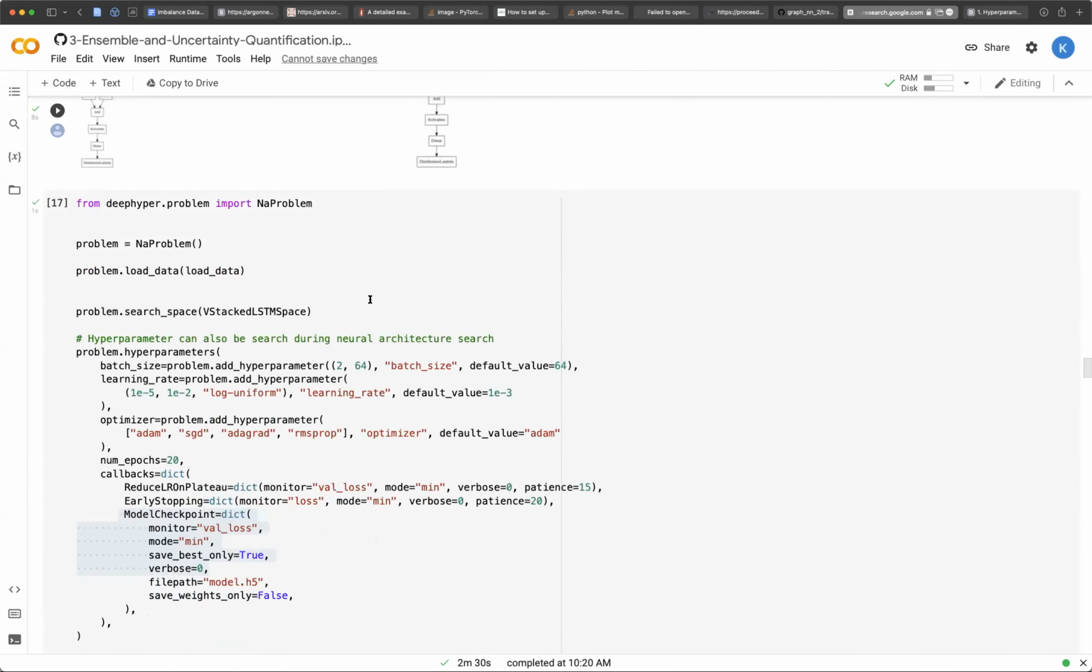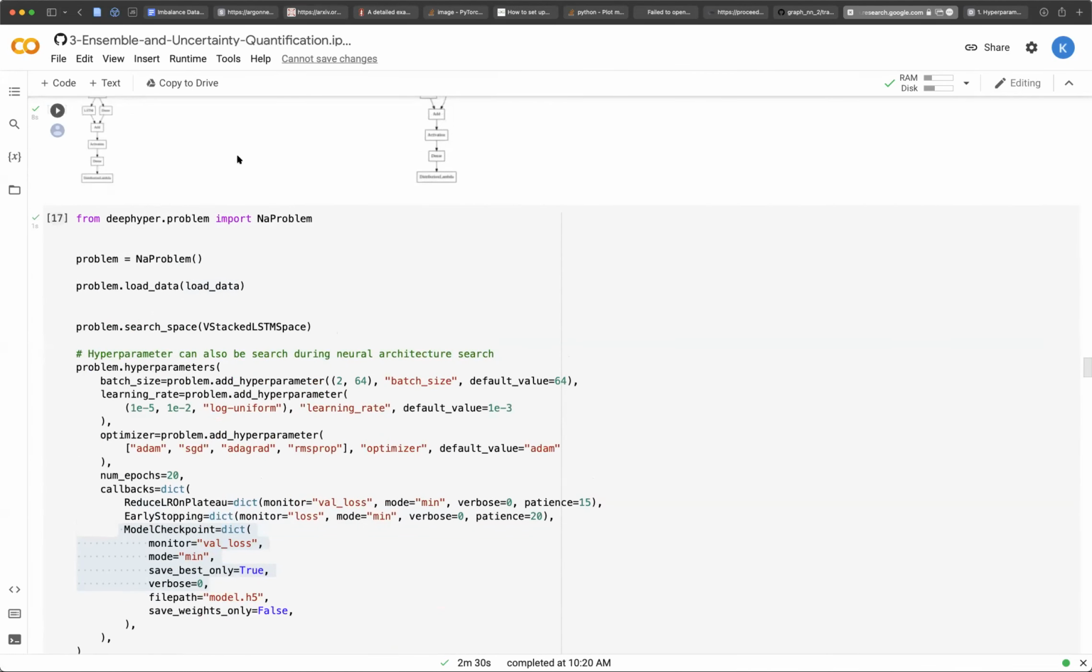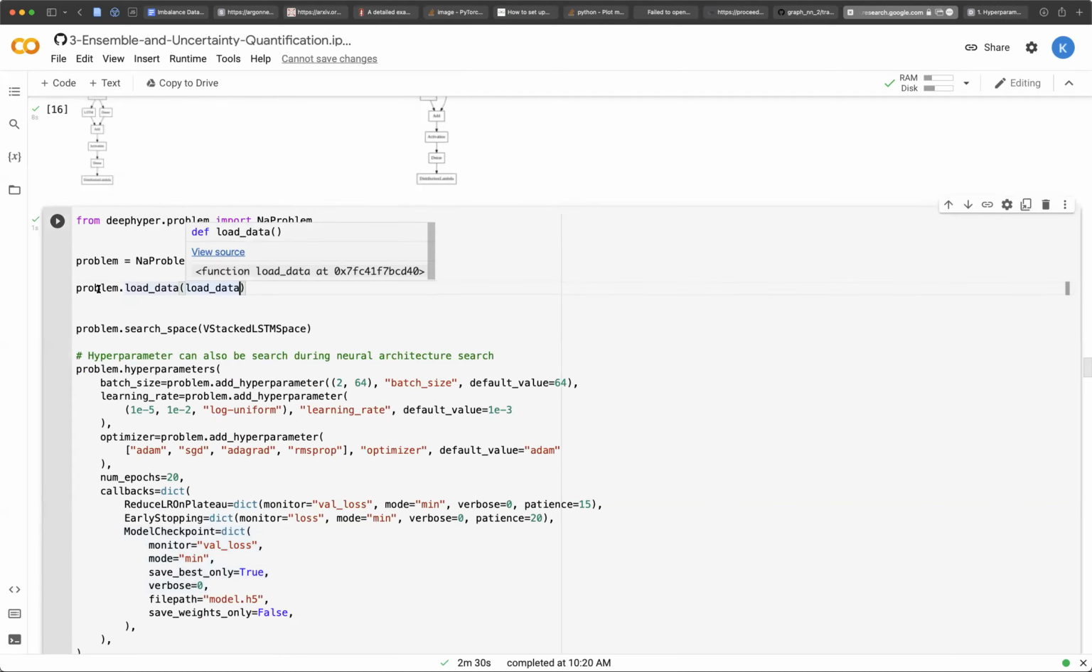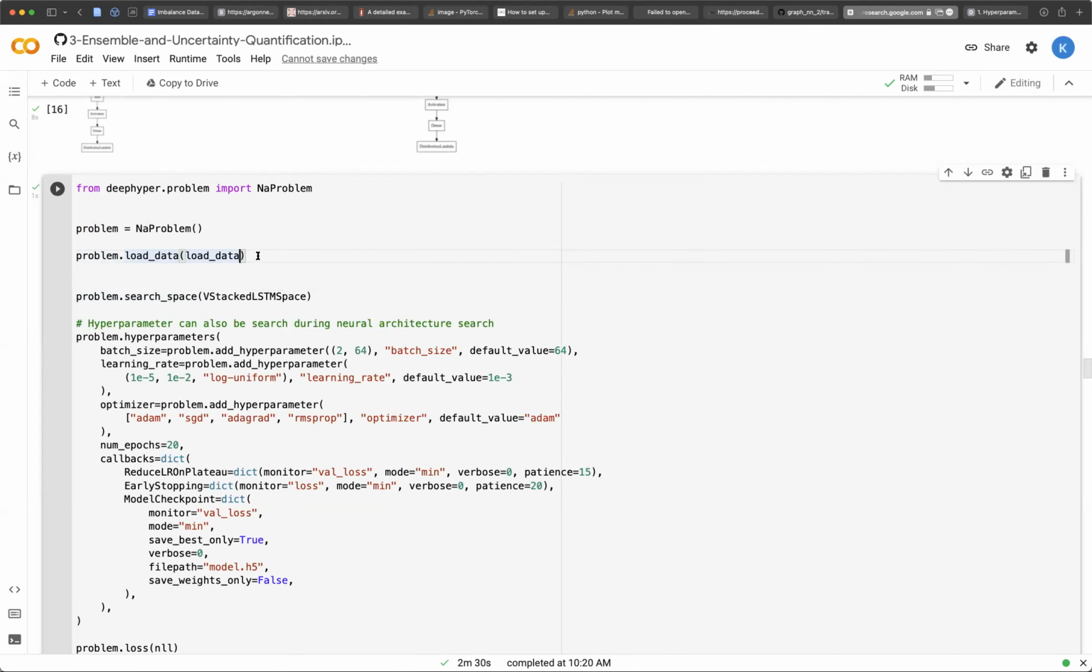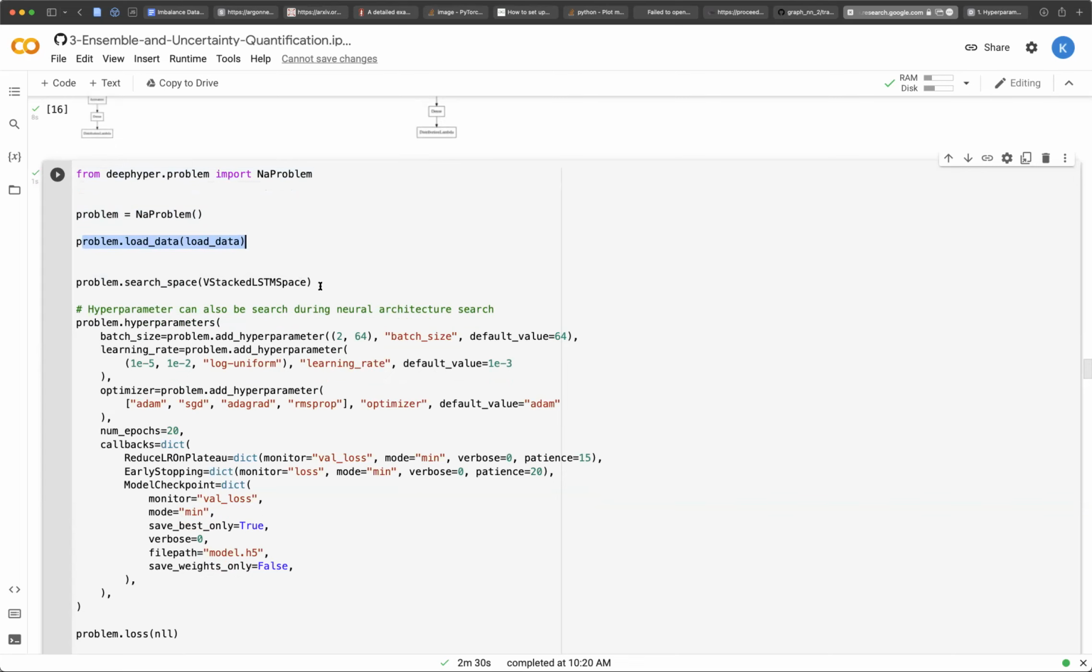So after executing that cell, we come to cell number 17, where we set up our problem of neural architecture search along with the hyperparameter search. And how do we do that? The first step is just using DeepHyper.problem, setting up the problem, and loading the data. Once you load the data, you add the neural architecture search space, which we defined in cell 15, and we set that search space to be together.